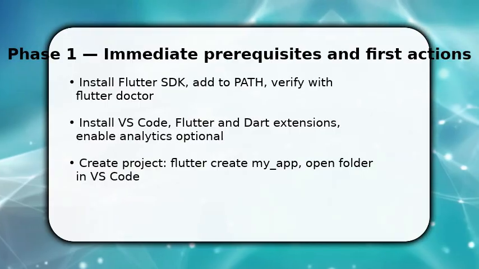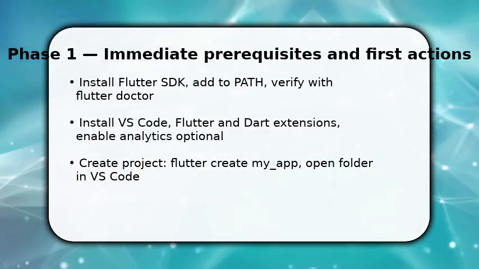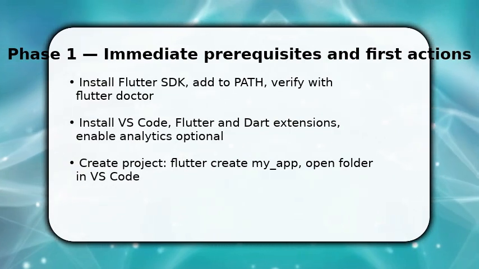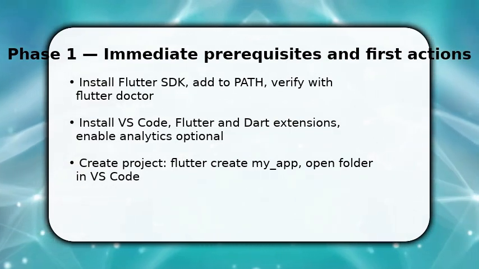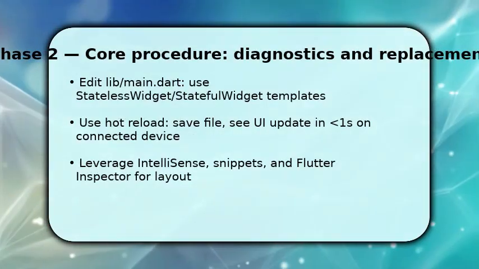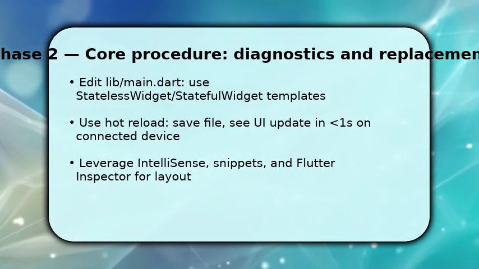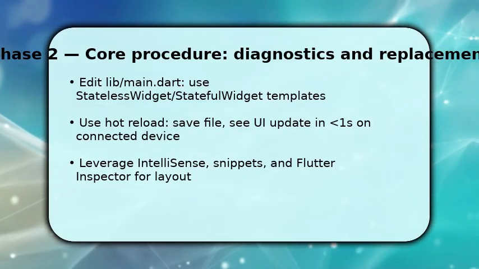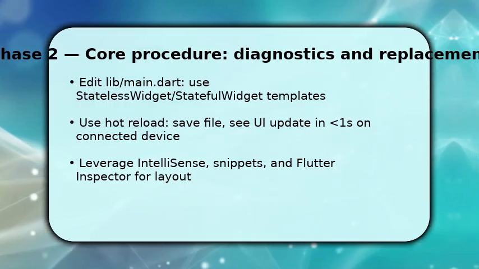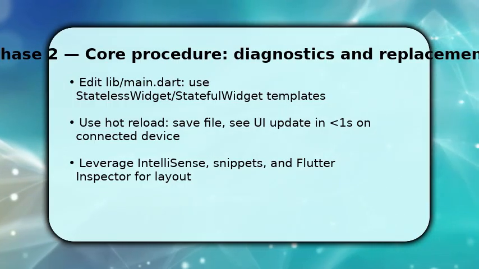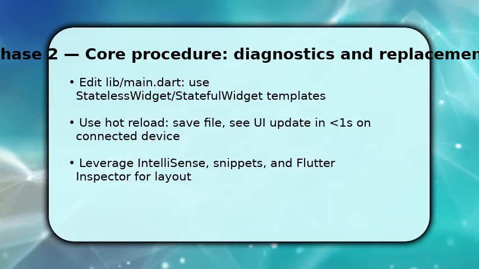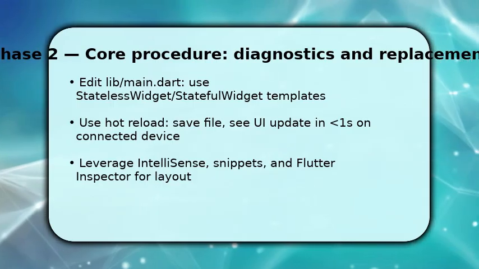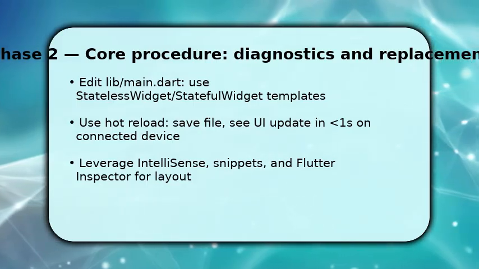Make sure the device selector shows a simulator or physical device, because you want rapid edit-run feedback as you write code. You now write and iterate on UI code with focused steps to stay productive. Open lib/main.dart and replace the sample widget with a clear stateless widget or stateful widget. This clarifies state flow. Use IntelliSense and extension snippets to scaffold build methods faster. Save files to trigger hot reload. The updated UI appears in under 1 second, so you can try small changes and validate behavior quickly.